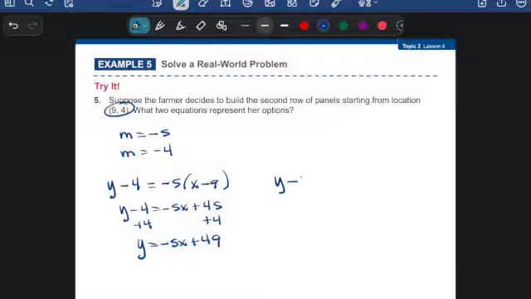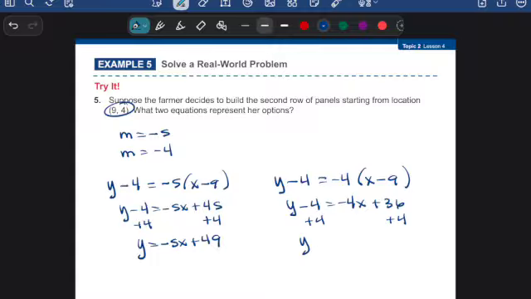Y minus the y value equals my slope is now -4 times x minus my x value. Again, let's practice distributing, turning it into slope-intercept form. Plus 36, and I will add 4 to both sides. Y equals -4x plus 40.